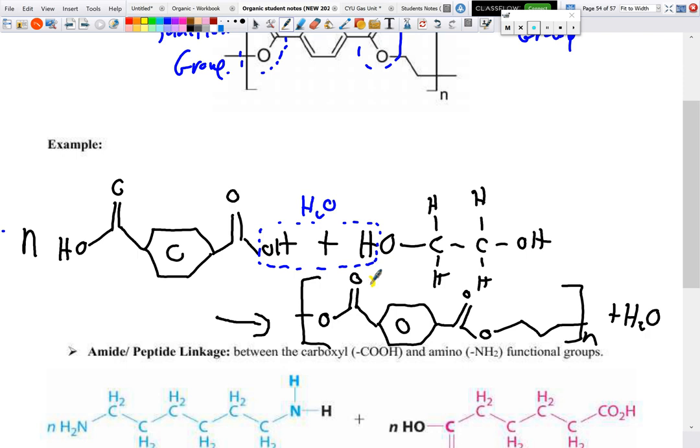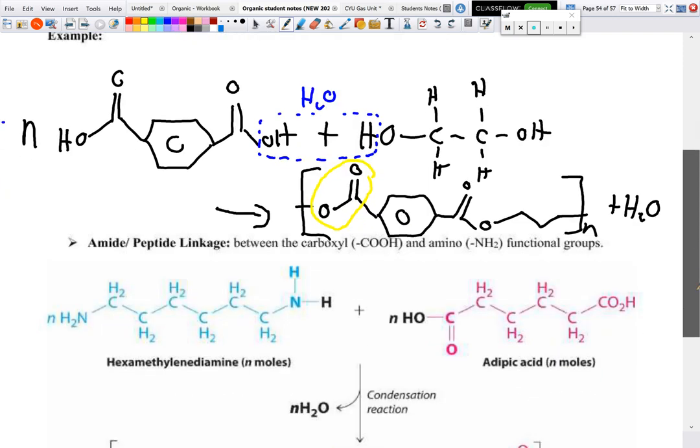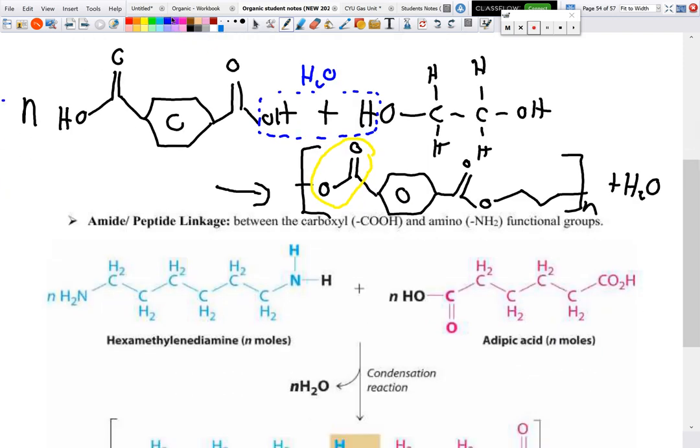And of course we know that this is going to form an ester right here, right? And of course we even have another ester linkage in here. So we can tell that this is coming from a condensation one. Now, if we have something that's not an ester, but let's say a bigger one, or ammonia comes into play, this is when we get something called an amide or a peptide linkage.